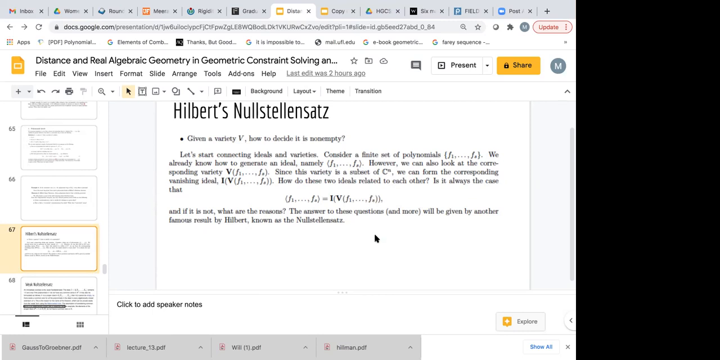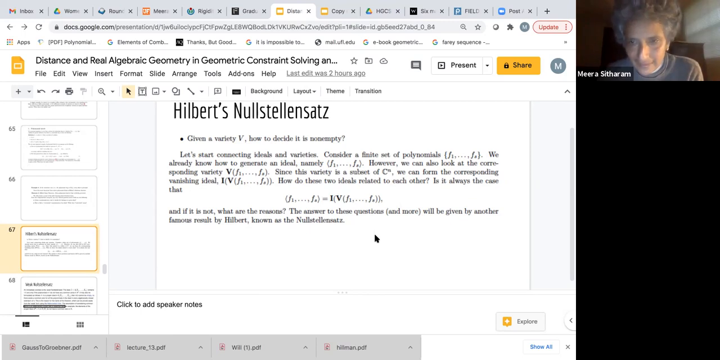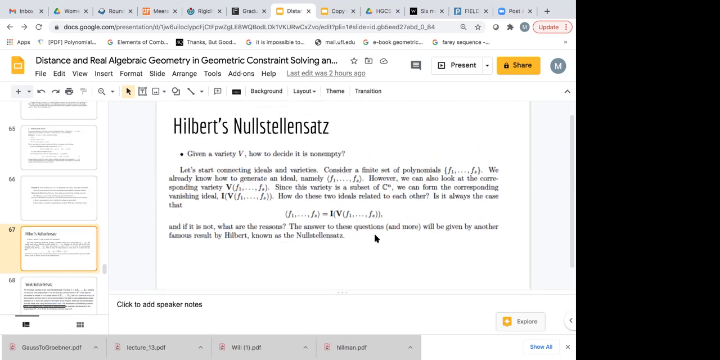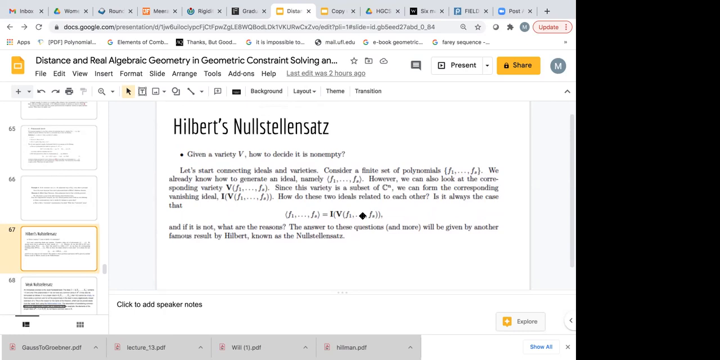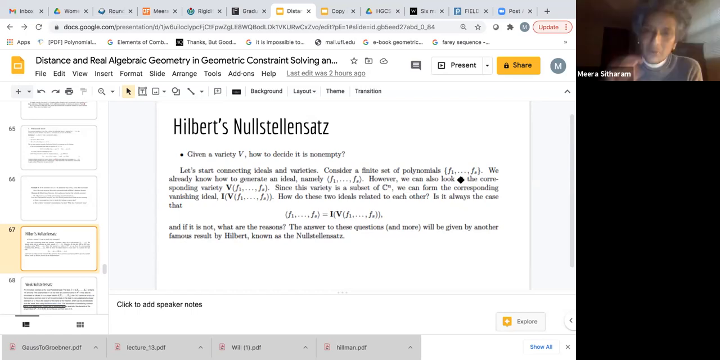We need some kind of radical assumption here. I think we need that the ideal generated by f1 through fs is radical, if you want this. If you take an ideal f1 through fs and look at its zero set, and then look at the set of all polynomials that vanish on that zero set, it's in general not the original ideal. It's the radical of the original ideal. So if a power of a polynomial, for instance, vanished on the original ideal, yes.